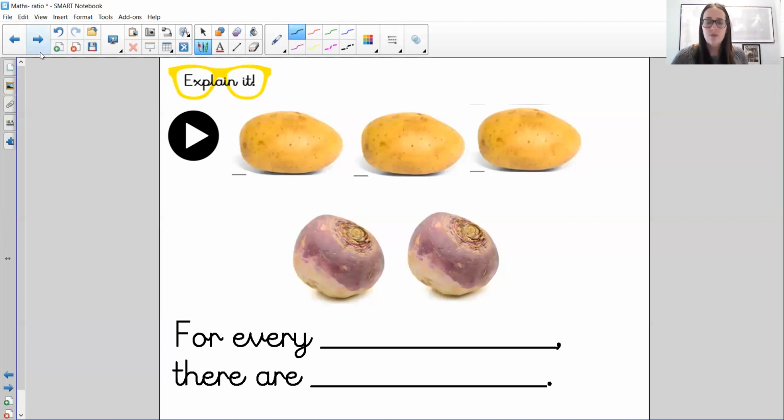Okay, let's rewind back then to when we made our Victorian broth, our Victorian stew, and we used these vegetables. Can you remember what they are?